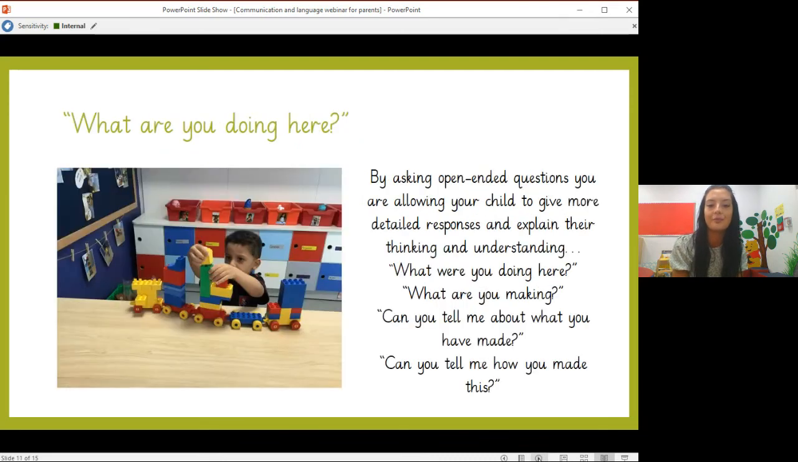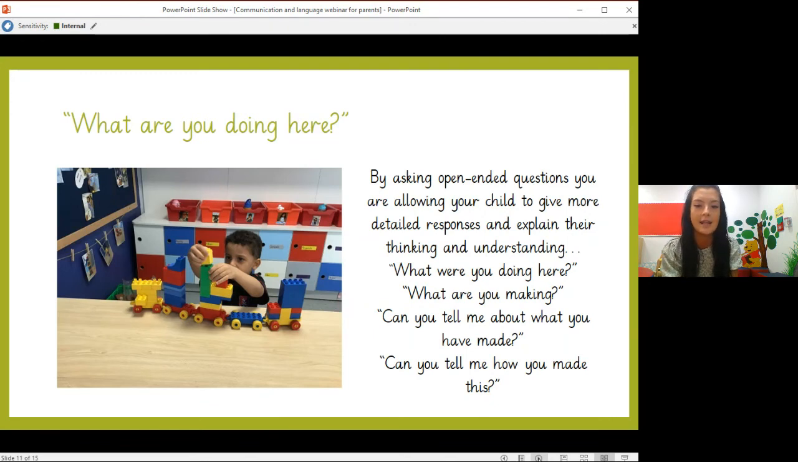So also, when the children are in the class, we try and ask them open-ended questions as much as possible. So instead of saying, "Oh, I like your train," we would say, "Oh, wow, what are you making here?" Or "What are you doing here? Can you tell me about what you've made? Can you tell me about how you've made this?" And these open-ended questions allow the child to give more detailed responses and explain their thinking and their understanding.